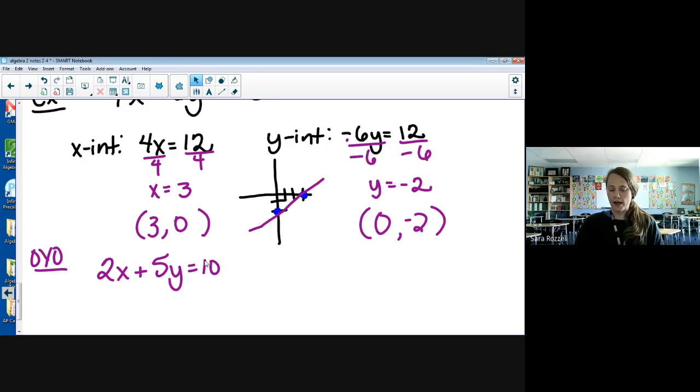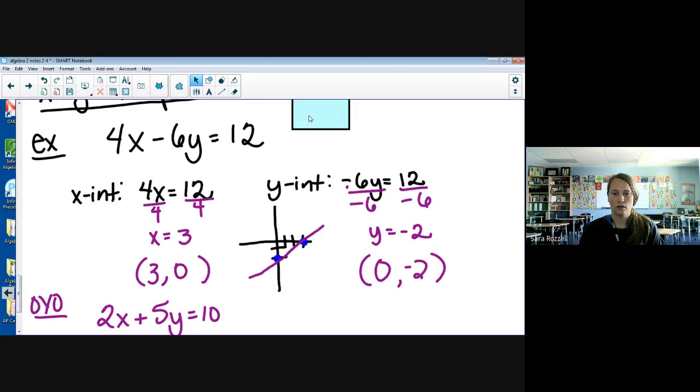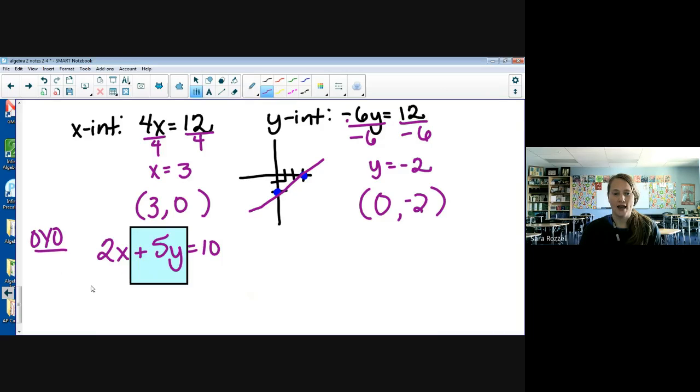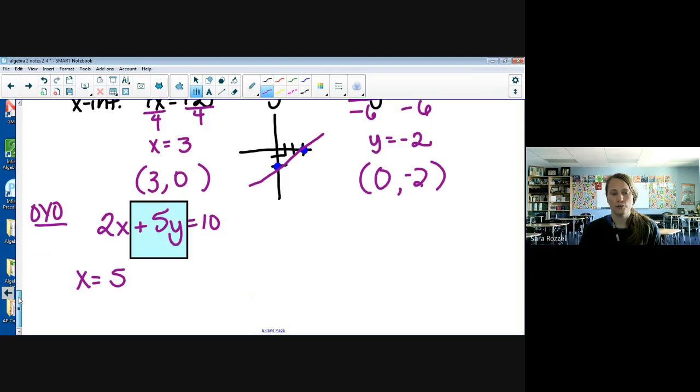All right, so we covered up. Where'd my cover up box go? Did I lose it? See, when did it become see-through? So if I cover up the y, this isn't really helping. I cover up the y and I get 2x equals 10. So my x-intercept is 5 with an ordered pair of 5, 0, because I divided 10 by 2.